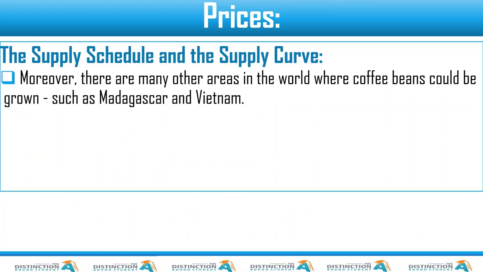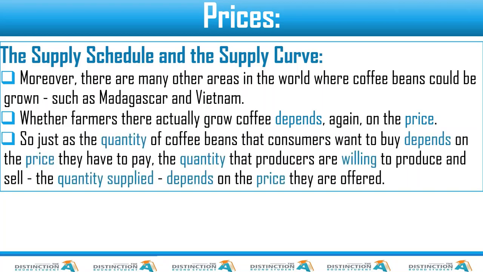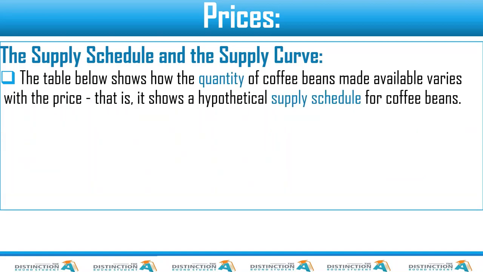Okay, so moreover, there are many other areas in the world where coffee beans could be grown, such as Madagascar or Vietnam. Whether farmers actually grow coffee depends again on the price. So just as the quantity of coffee beans that consumers want to buy depends on the price they have to pay, the quantity that producers are willing to produce and sell, the quantity supplied, depends on the price of the coffee. The table below shows how the quantity of coffee beans made available varies with the price. So you're going to see a hypothetical supply schedule, because without that schedule the supply curve cannot be drawn. And it's hypothetical because these numbers are made up.